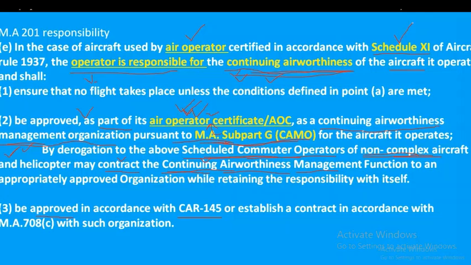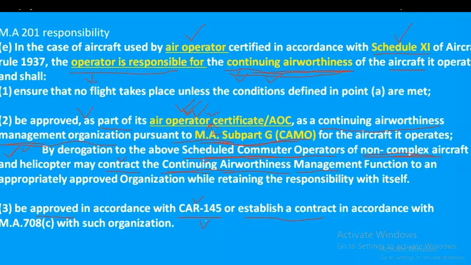Schedule 11 air transport operator is a scheduled air transport operator or a commercial air transport operator. That's why this type of operator needs a maintenance organization as per CAR 145. So this operator should take a CAR 145 approval for their maintenance organization, or may contract the maintenance task to another CAR 145 maintenance organization. This means that the operator needs a KMO approval and needs a maintenance organization approval.